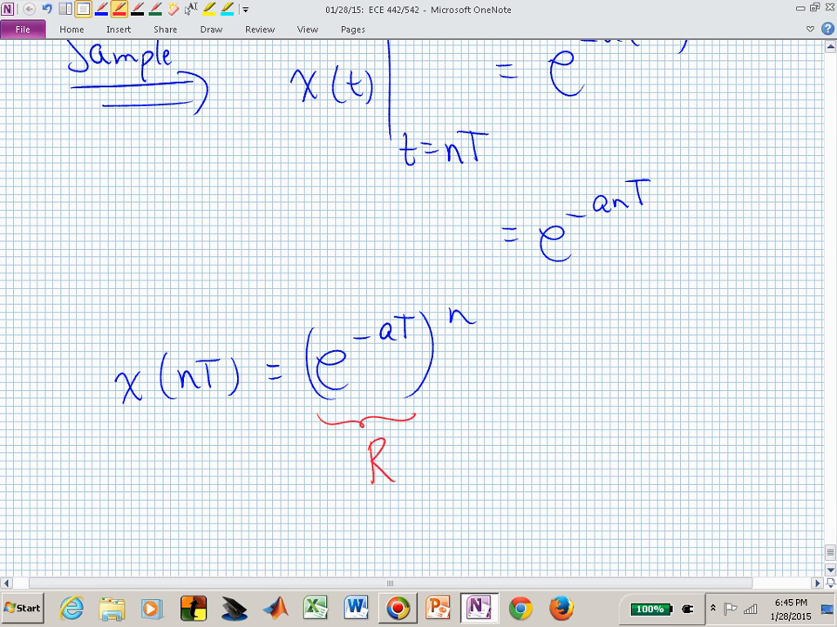And there's the connection. We'll pick up next time with trying to find the z-transform of the exponential, the exponentially damped sine and cosine, etc.